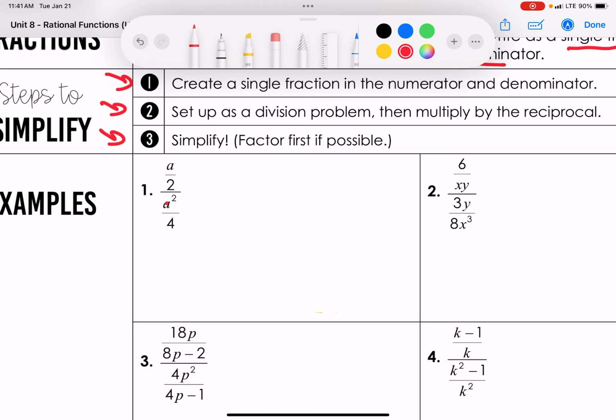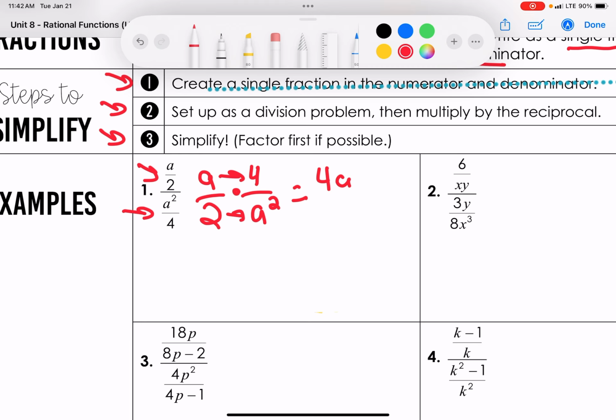Look, we have a fraction in the numerator and a fraction in the denominator. So when I want to simplify this, I'm going to go a over 2, and now I'm going to multiply times the reciprocal, 4 over a squared. So a over 2 times, and now the reciprocal, I flipped it, now I'm multiplying it. So this one's simple. I'm just going to multiply across. I got a times 4, which is 4a. 2 times a squared is going to give me 2a squared.